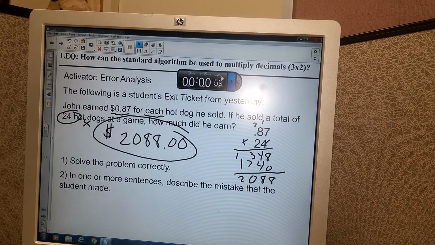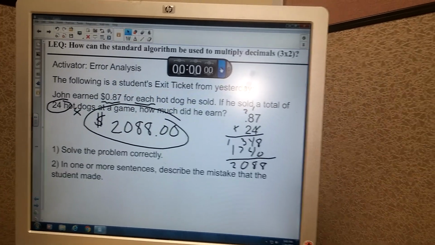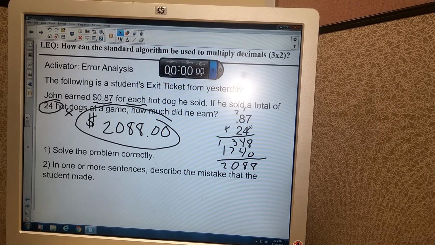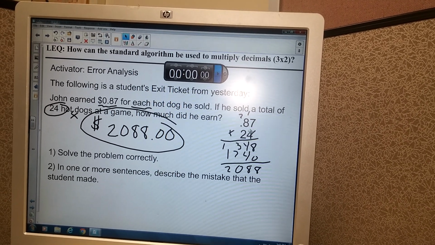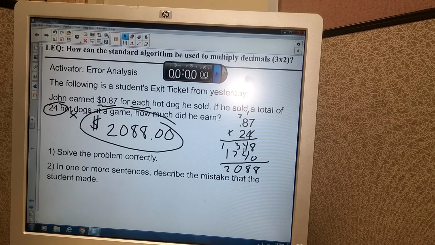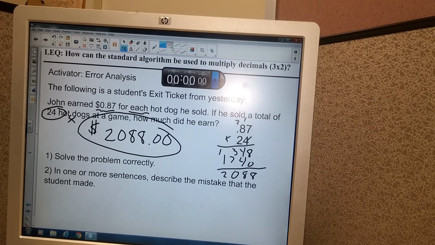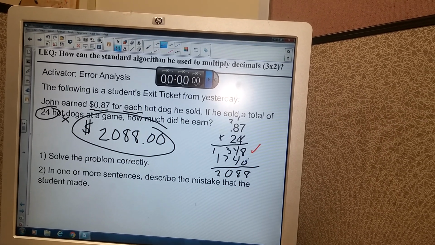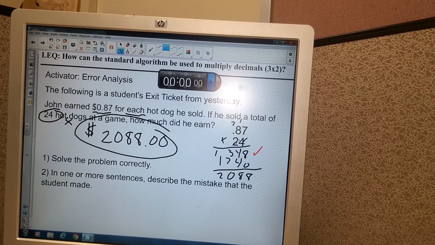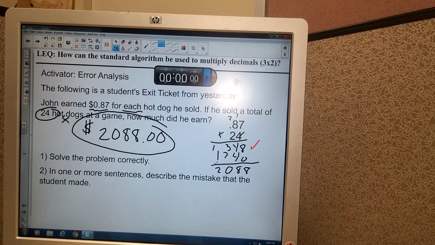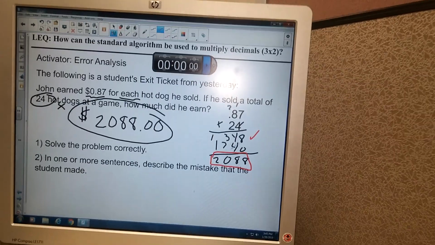Okay, so when I take a look at this and I solve it correctly, I notice that the actual math is correct. 7 times 4 is 28. You write the 8, you carry the 2. 4 times 8 is 32, plus 2 is 34. That line checks out. It looks great. When I go to the next line, well, I have my leading 0. That's all good. 2 times 7 is 14. Carry my 1. 2 times 8 is 16, plus 1 is 17. So it looks like all of the math is correct.